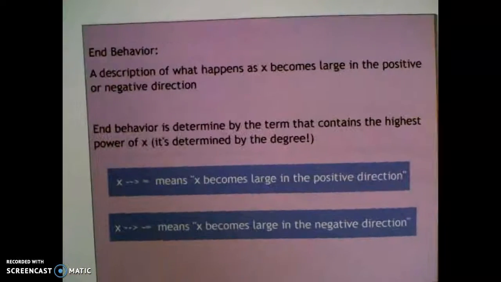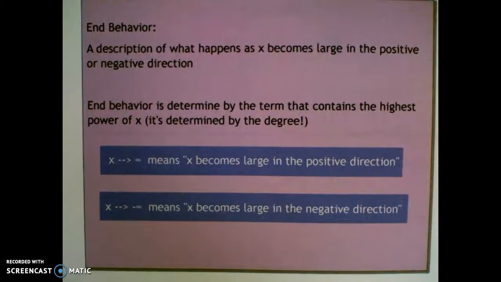So the first thing we need to look at is end behavior. End behavior is exactly what it sounds like. It is the behavior of the function at the ends of the graph. What is it doing? You can read through all of this math jargon, but essentially what they're saying is, as you move left, what's happening to the graph? Is it going up? Is it going down? As you move right, same thing, up or down.